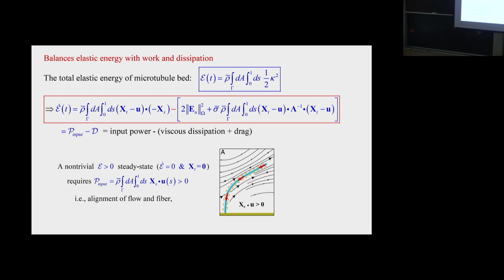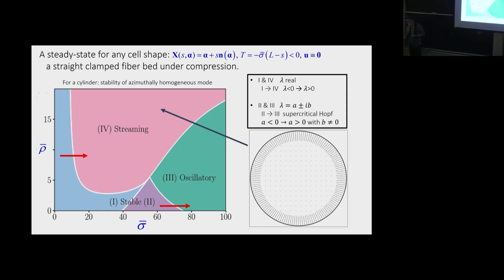And it says an interesting thing geometrically. It says if you have a non-trivial state where I have a non-zero elastic energy, but I'm in steady state, so nothing's moving except for the fluid, then to have an input power which is positive, that allows this epsilon to be positive, needs to balance the dissipation, you have to have that the microtubule under motor protein load is aligned with the flow that it's producing. So this is kind of self-consistent, geometric self-consistency. Okay, there's a lot of words.